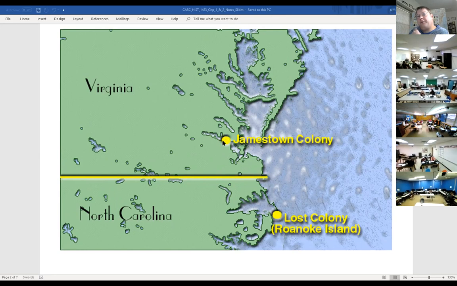So after the first 9 months, the population dwindled down to 38. And it wasn't just because they had a hard time finding food. Many of the men were nobility, and they felt like work was beneath them. And many of them were townspeople, and they didn't know how to farm. And so within 9 months, over 60 of the people died.